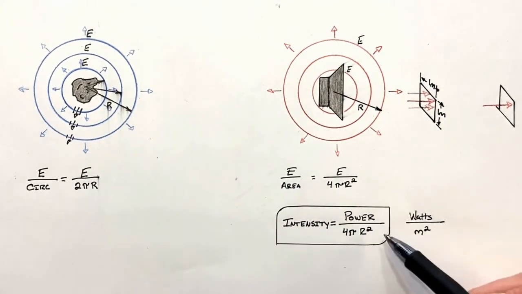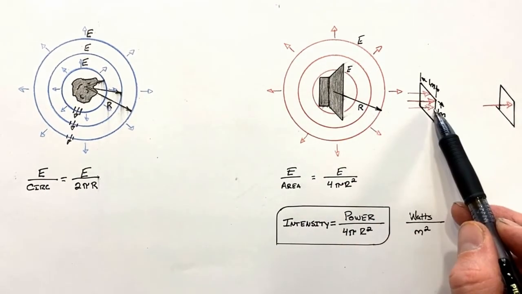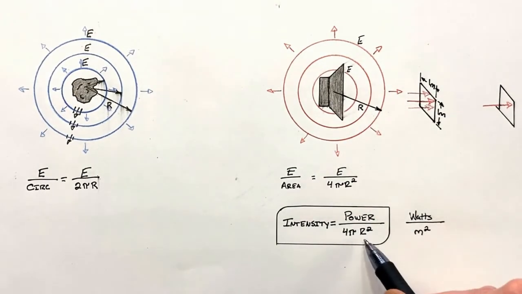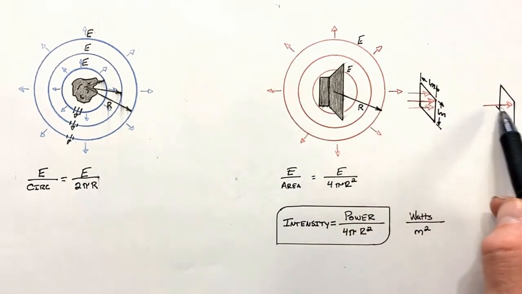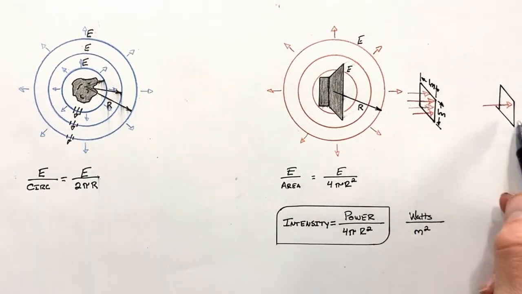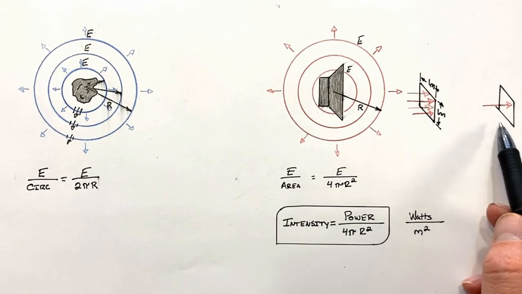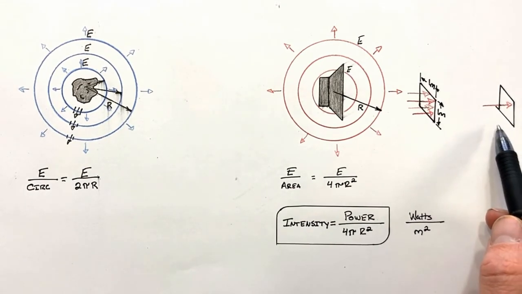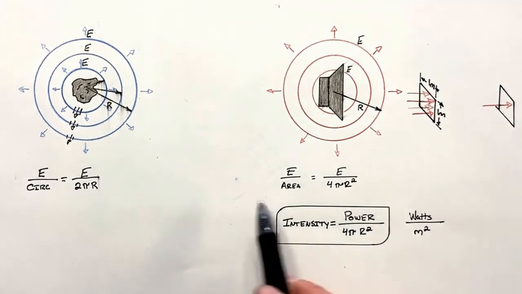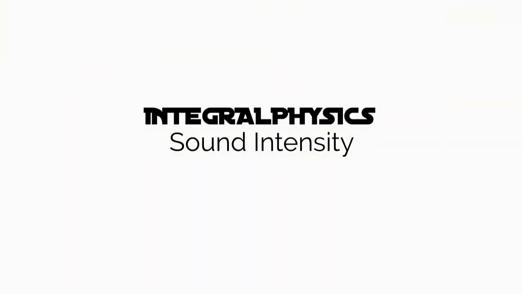Now, one thing you'll notice is as we double the distance between the source and the observer, according to this equation, the intensity is going to go down by a factor of 4. I understand that may seem strange, because if you get twice as far away from a speaker, it doesn't sound 4 times quieter. But the reason behind that has to do with decibels and how we perceive sound, and that's an issue for another day. So on that note, that's all for now.